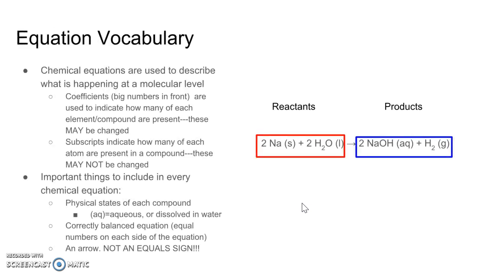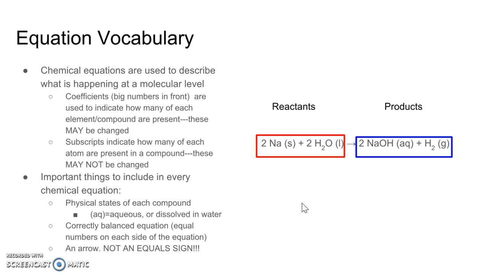Alright, so let's just start with some equation vocabulary. Why do we even need equations? Why do we need these chemical equations? Well, when we're talking about a chemical equation, we're really just describing what's happening at a molecular level. There's some important terminology related to this.